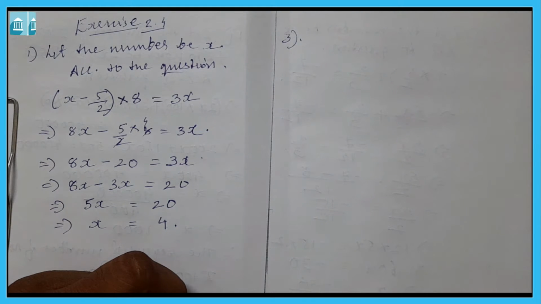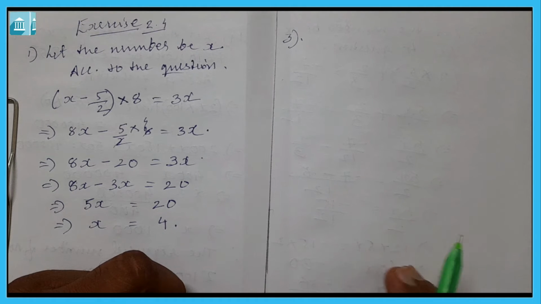Question number 3 says that the sum of the digits of a 2-digit number is 9. First understand the question. A 2-digit number means it has a ones place digit and a tens place digit. Now when we interchange the digits, it is found that the resulting new number is greater than the original number by 27. What is the 2-digit number? First we have to find out the 2-digit number.